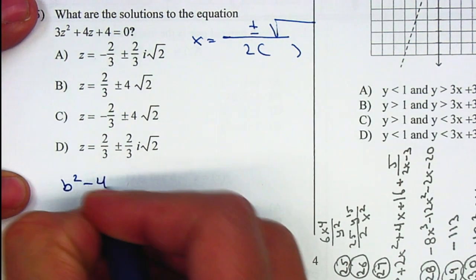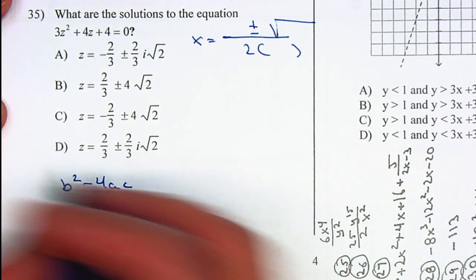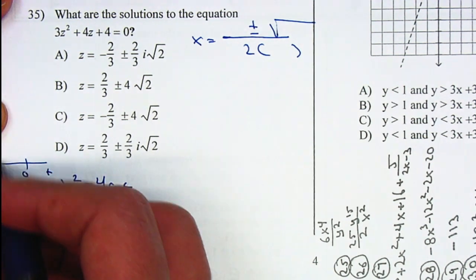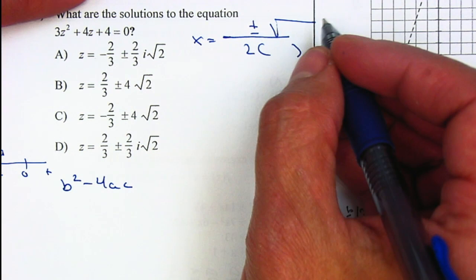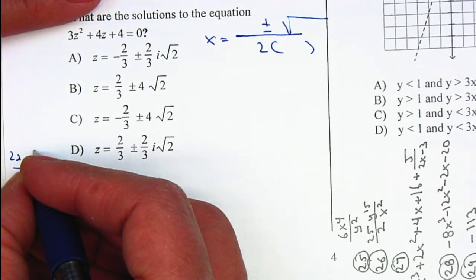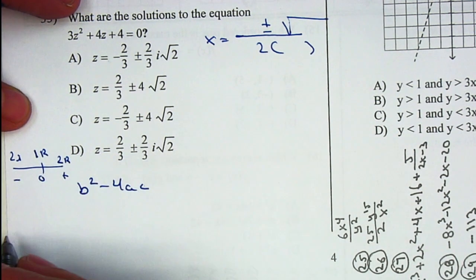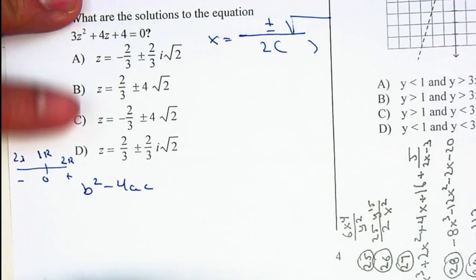B squared minus 4ac is your discriminant. It also tells you how many solutions you have. If it's negative, you have 2 imaginary solutions, because it goes inside the square root. If it's 0, 1 real solution, and if it's positive, 2 real solutions. In this case, we're not concerned about the number of solutions, we just want to find them.